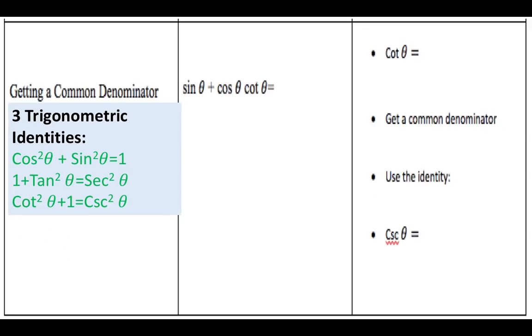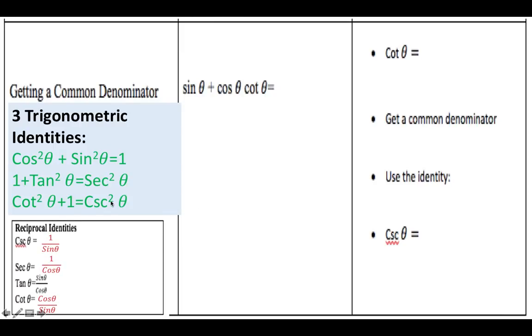The third technique is getting a common denominator. Again, I have my identities that I'm looking at, and I also have my reciprocal identities. Alright, so getting a common denominator might be the one that requires the most work. Before I start getting a common denominator, my first step is to rewrite everything in sines and cosines. This one is already in sine, so we're good. This one is already in cosine, so we're good.